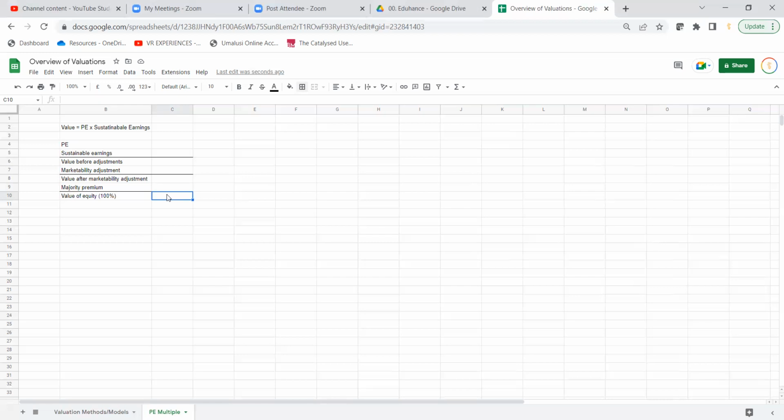So when you have a private company, take note, we use the PE evaluation typically when you're acquiring a majority interest, and or if it's a private company. Okay, so typically that's going to happen.